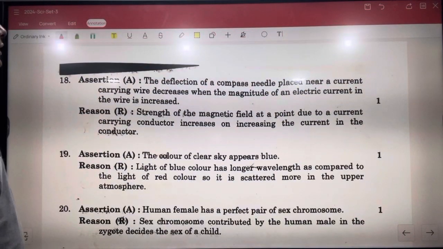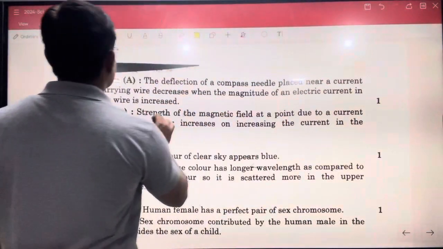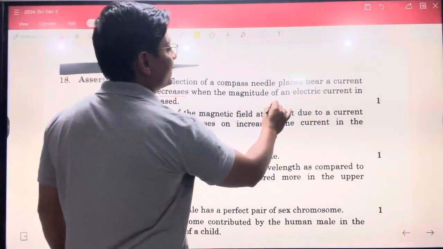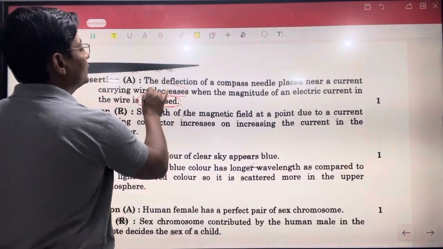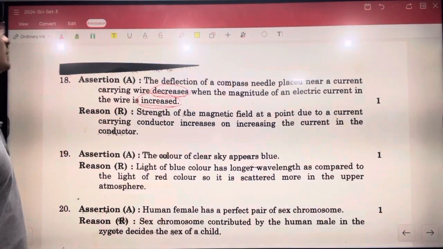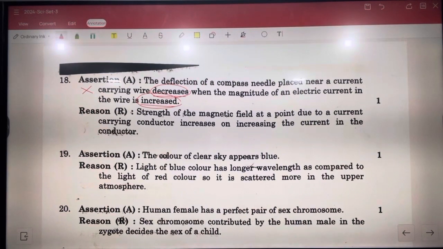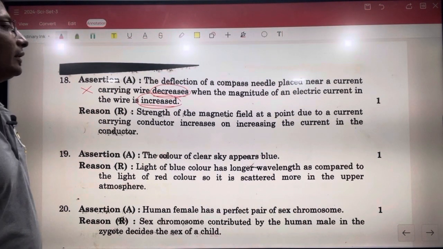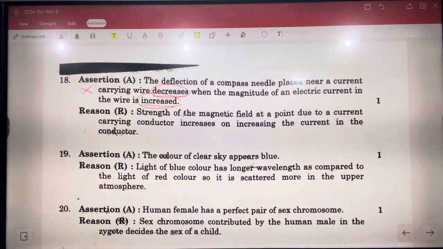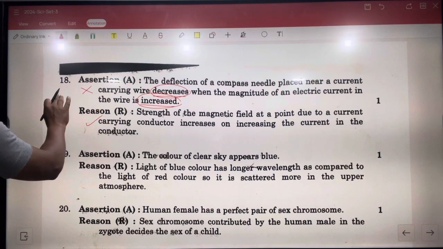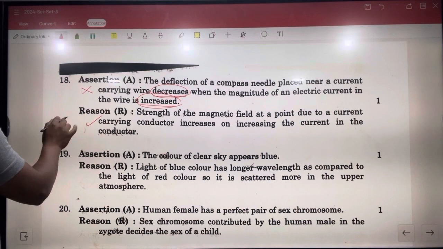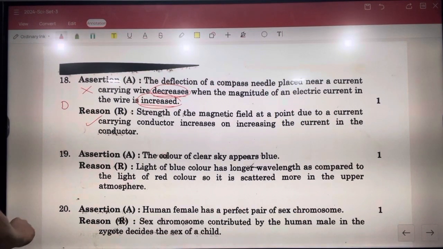18th question. The deflection of a compass needle placed near a current carrying wire decreases when the magnitude of an electric current in the wire increases. No, this is not correct. If the current increases, then the deflection increases. Therefore, this statement is a false statement. The reason: the strength of the magnetic field at a point due to a current carrying conductor increases on increasing the current in the conductor, which is correct. So again the assertion is wrong and the reason is correct. So this is option D.